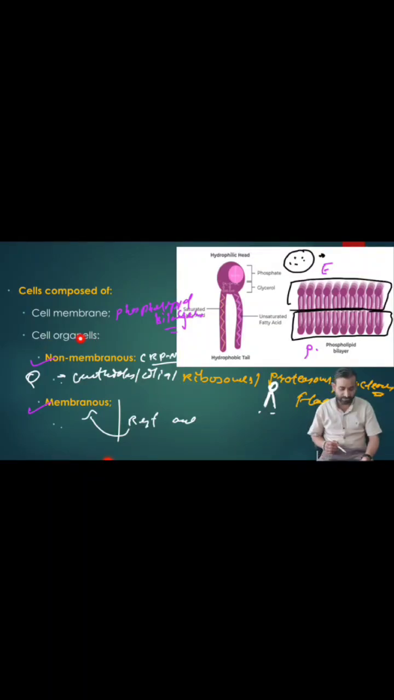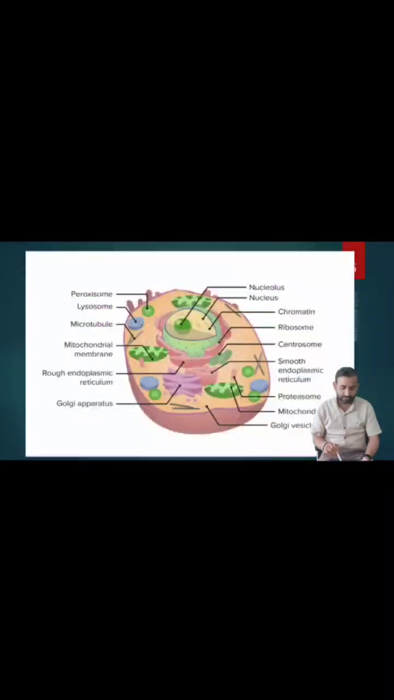And the cell organelles we divide into two groups, that is what? Non-membranous and membranous cell organelles. And if you can remember non-membranous as CRPN, C for centrioles or maybe cilia, and R for ribosomes, P for the proteasomes, N for nucleolus, and maybe also flagella, right? All of these are what? Non-membranous cell organelles. Except these, the rest of the cell organelles are membranous cell organelles. So you can remember this.